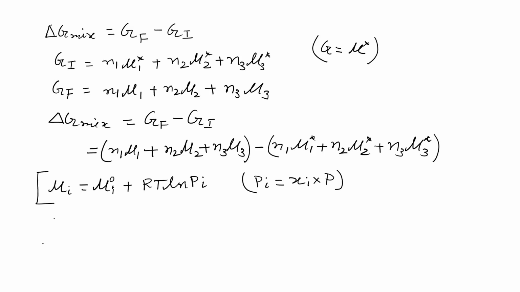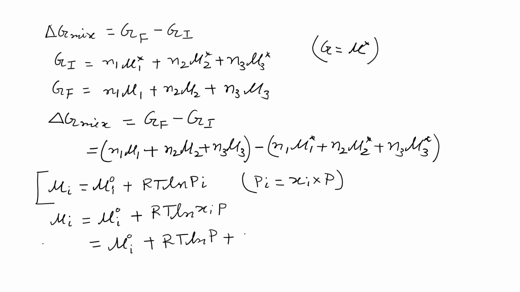So what can we write? I can write mu I, the chemical potential of the ith component in the mixture, once again I am telling you, is equal to mu I0 plus RT ln Xi times P. So this one I can write as mu I0 plus RT ln P plus RT ln Xi. Log A into B means log A plus log B.